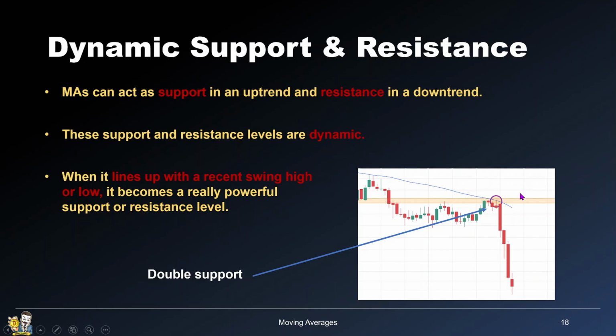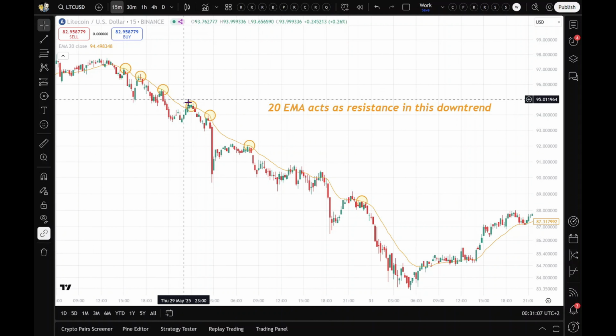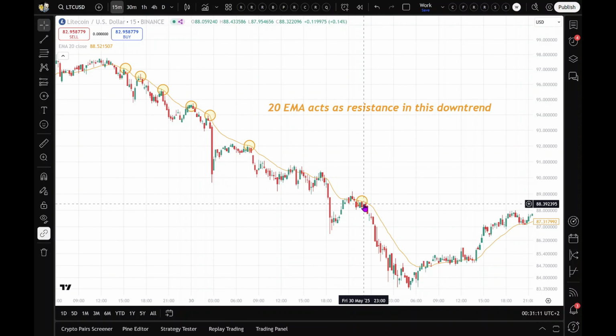As we can see in this picture, the price reacts to the moving average while also hitting a previous resistance level. That combination makes it a strong bearish signal. For example, we can see that the 20 EMA acts as a resistance in this downtrend. In fact, the price fails multiple times to break above the EMA before continuing its move downward.